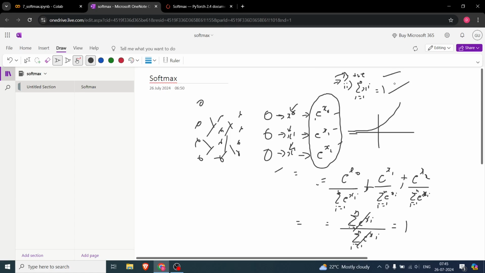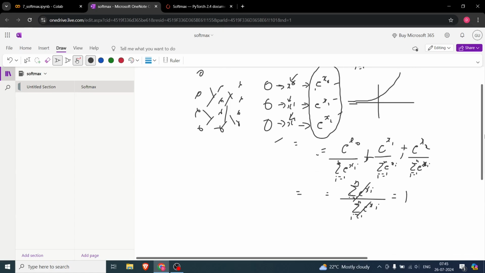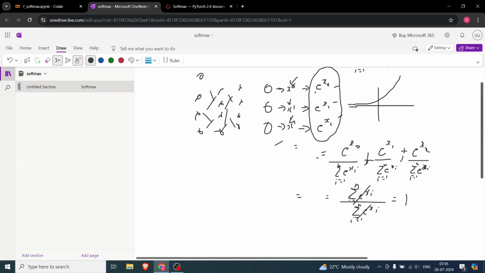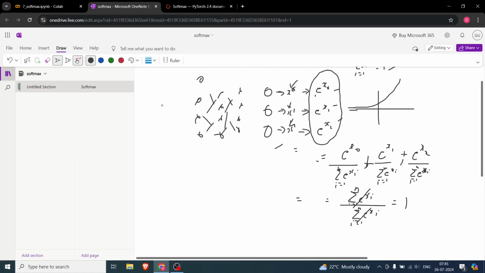So first is also satisfied, second is also satisfied, which means now this is a valid probability distribution. Now one thing that I need you to understand is, here we gave only one example. Let's say we were dealing with the iris dataset. In the iris dataset, you have four features: sepal length, sepal width, petal length and petal width. So basically there are four features over here, 1 2 3 4, and output.